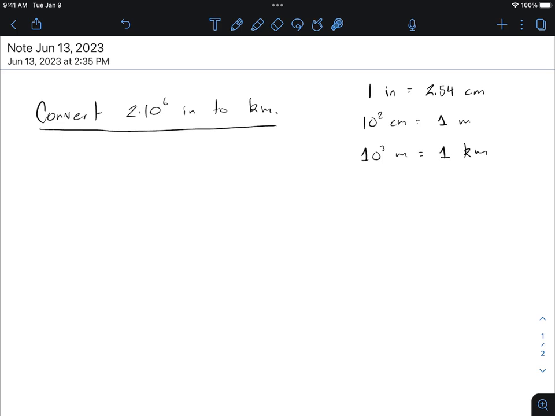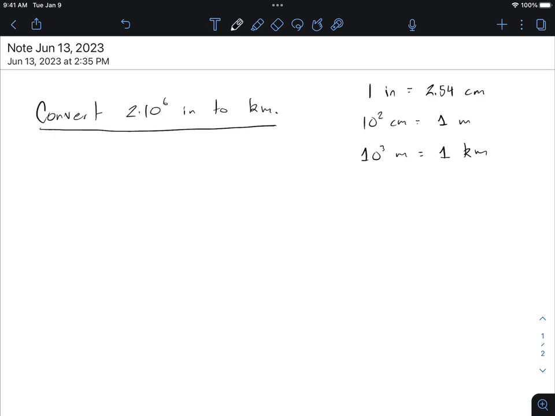This video is going to teach you how to convert units using the multiply by 1 method. As an example, we're going to convert 2 million inches into kilometers. To help us with that, we have this conversion table here. It tells us that 1 inch is 2.54 centimeters, 100 centimeters is 1 meter, and 1,000 meters is 1 kilometer.